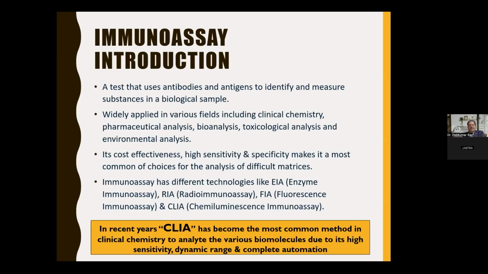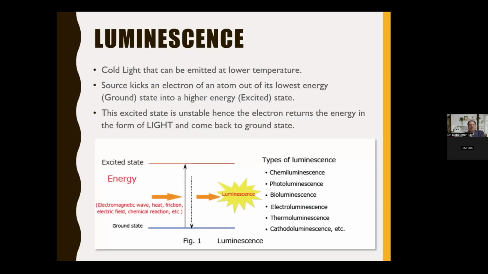So there is a wide variety of these immunoassays. What are the variants? EIA, that is enzyme immunoassay, radioimmunoassay, which is now not very commonly done, FIA, fluorescence immunoassay, and CLIA, that is chemiluminescence immunoassay. So what is luminescence? I am just giving some focus on luminescence, not in detail. There is no scope to detail all this right now.